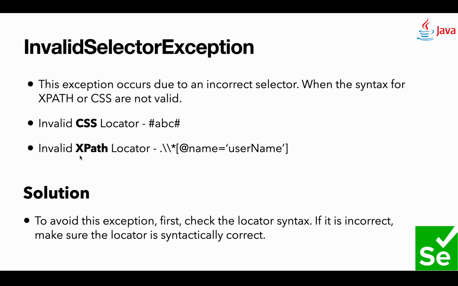Similarly, here I am using an invalid XPath locator, and instead of a forward slash I am putting a backward slash in order to make this XPath incorrect. Now if you use this XPath, you will definitely get this invalid selector exception. The solution to avoid this exception is to first check the locator syntax. If it is incorrect, make sure the locator is syntactically correct. There is no explicit solution for this, so we have to cross verify the syntax of the CSS or XPath locator.